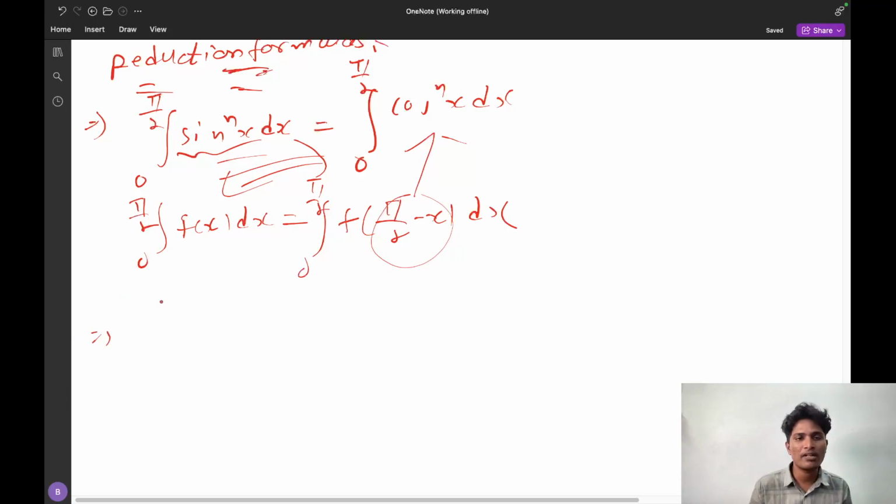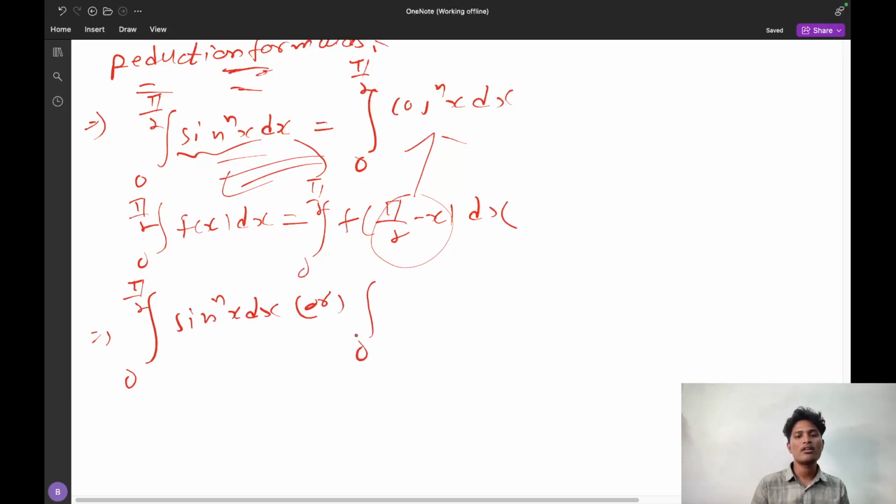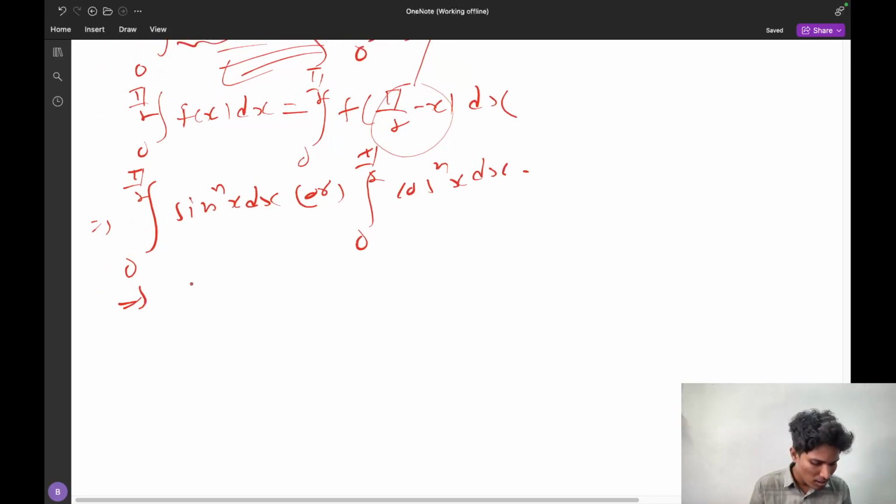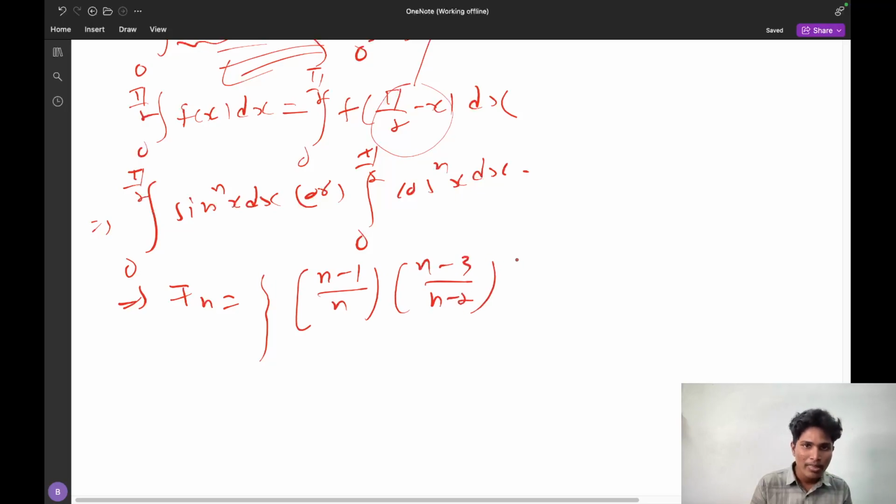So suppose there is simply 0 to pi by 2, whether it is sine power nx dx or 0 to pi by 2 cos power nx dx. We have to use some techniques in order to solve this one. The integration can have two answers. That is n minus 1 divided by n, into n minus 3 divided by n minus 2, and n minus 5 divided by n minus 4, up to 1 by 2 into pi by 2, if n is even.